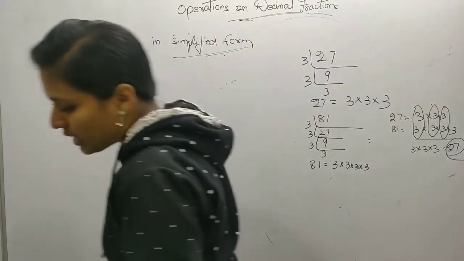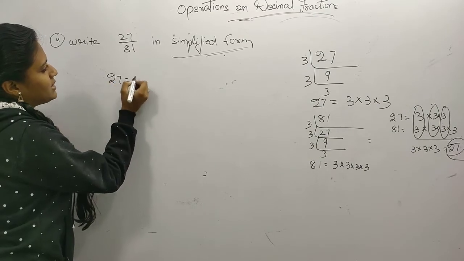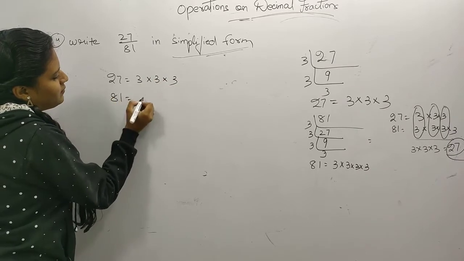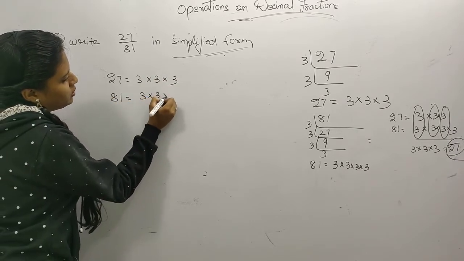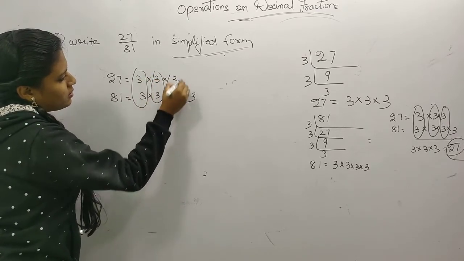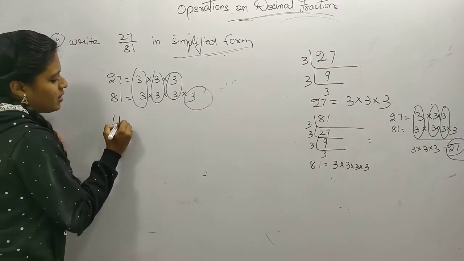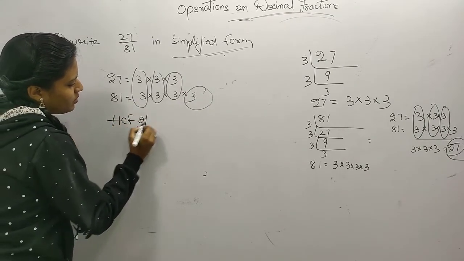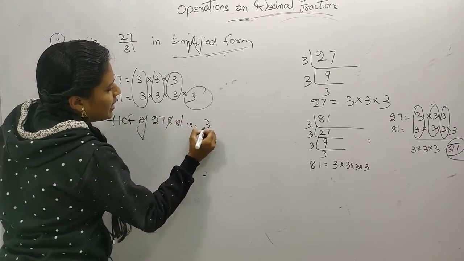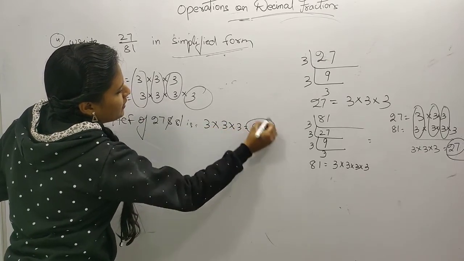Means now we have to do this in simplified form. First we have to find the HCF. We must write 27 as 3 into 3 into 3, and 81 as 3 into 3 into 3 into 3. We have to pair them. Here, one 3 is single; there is no 3 here in 27. So the HCF of 27 and 81 is 3 into 3 into 3. How much did we get? We got 27.